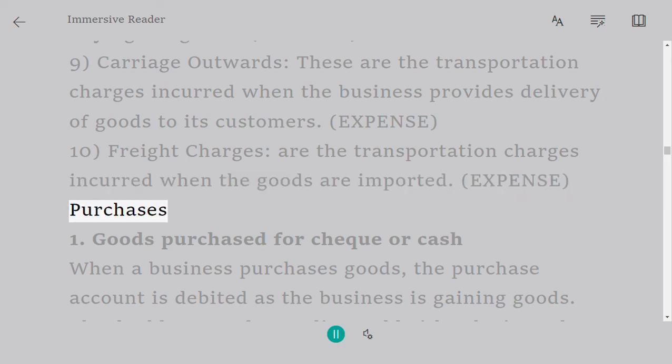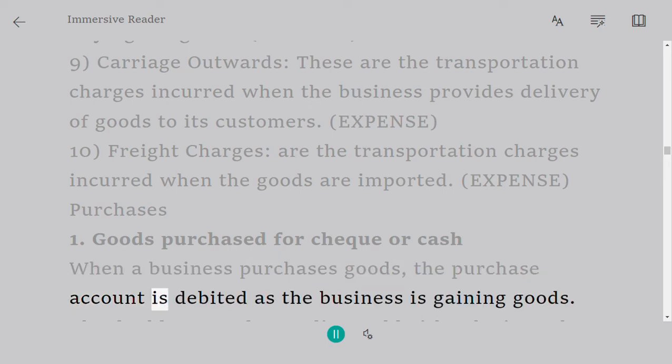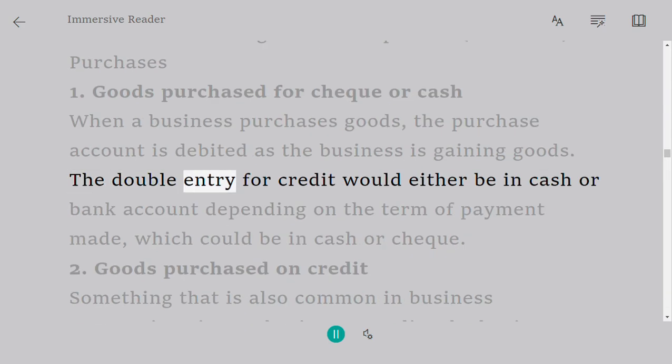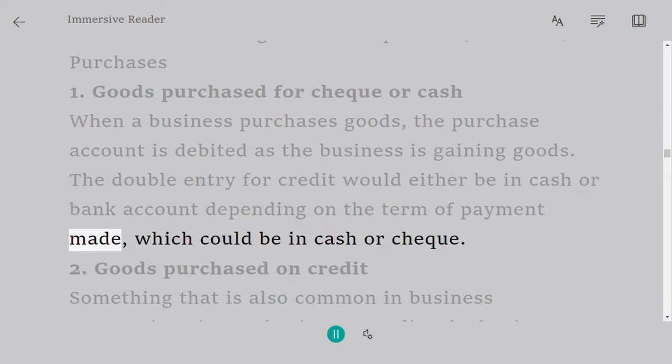Expense. Purchases. 1. Goods purchased for check or cash. When a business purchases goods, the purchase account is debited as the business is gaining the goods. The double entry for credit would either be in cash or bank account, depending on the term of payment made, which could be in cash or check.